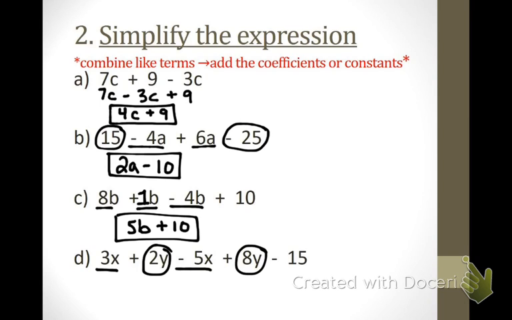So let's go ahead and do this together. What is 3x minus 5x? Negative 2x. Let's do our y's now. 2y plus 8y. 10. Positive, negative, positive. Plus 10y. Minus 15.